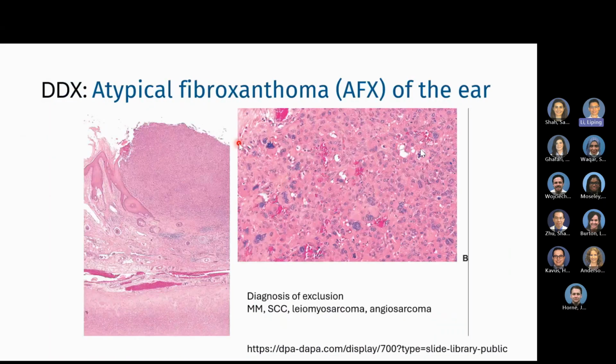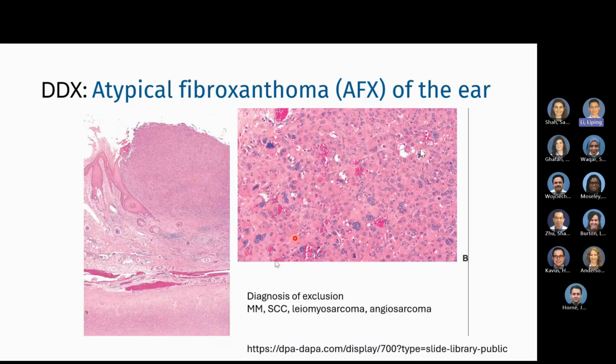Yeah, and then another differential for this is AFX, atypical fibroxanthoma. What you're basically seeing is some ulceration, and then really pleomorphic cells, and some foamy cells. Why do we call this a xanthoma? Because we have these foamy cells, but the cells are really pleomorphic, really ugly, with mitoses everywhere. And then the major issue for this one is that it is a diagnosis of exclusion, because no specific marker can help you make the diagnosis.